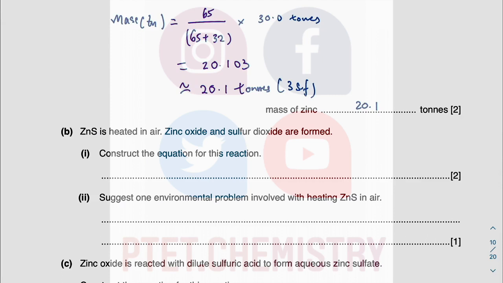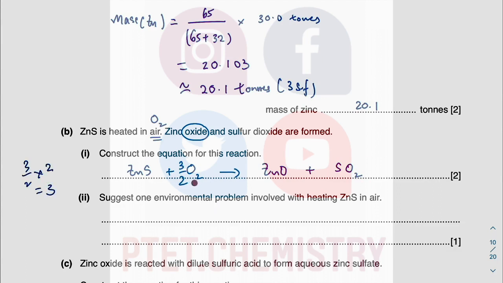So ZnS is heated in air, and the fact that you get the oxides means it's the oxygen in the air that reacts. So you will get ZnO and you will get SO2. Immediately you realize that the zinc is balanced, the sulfur is balanced, the oxygen is not balanced. There's 1 oxygen, there's 2 oxygen, so altogether you need 3 oxygen on the right. You only have 2 oxygen on the left. You want 3? Of course you can. 3 over 2 times 2 is 3.